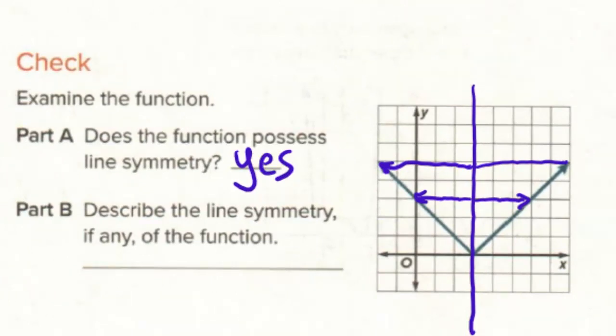Describe the line symmetry, if any, of the function. Okay, so remember that the definition of our axis of symmetry is a vertical line. So we're going to start off with x equals. Then we look back at the graph. Where does that vertical line cross the x-axis? Well, it crosses at 3. So our line of symmetry is at x equals 3.